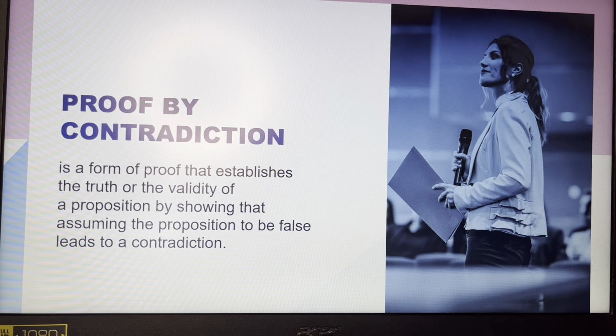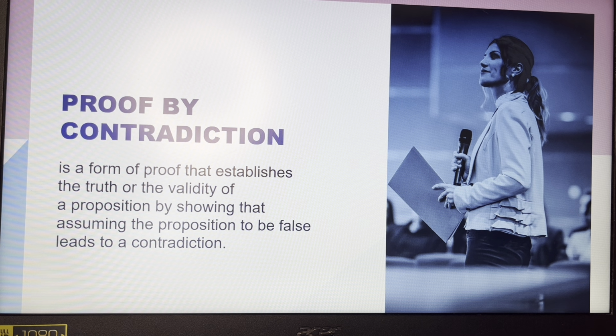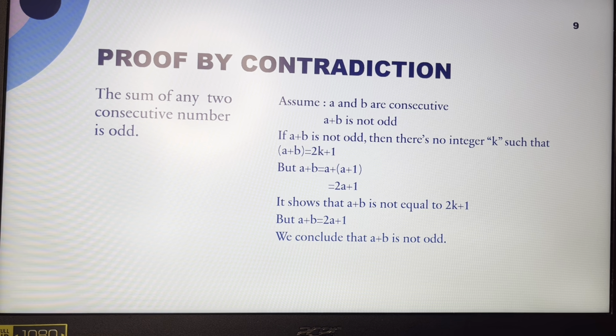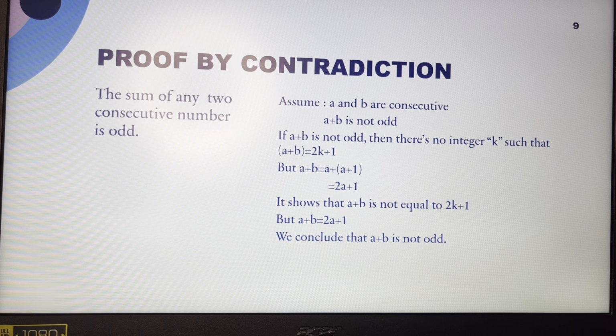Okay, next. So let's have proof by contradiction. Proof by contradiction is a form of proof that establishes the truth or the validity of the proposition by showing that assuming the proposition to be false leads to a contradiction. Okay, let's have the same example: the sum of any 2 consecutive numbers is odd. So first, we need to assume that a and b are consecutive.